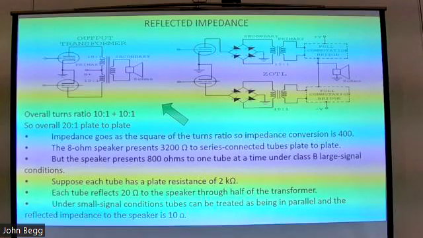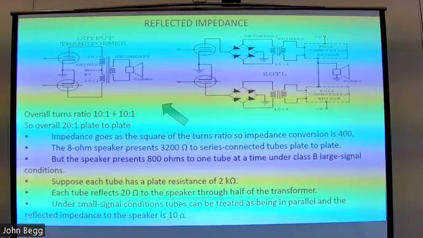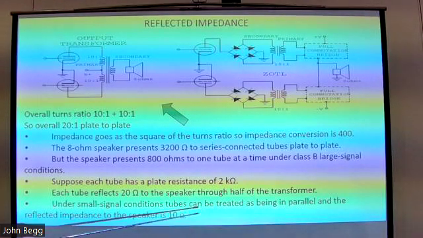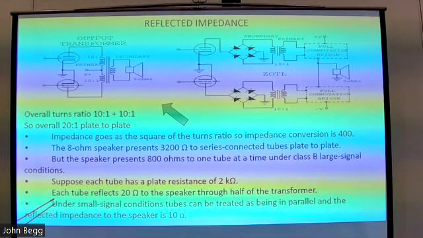Now, under small signal conditions, the power supply is treated as a ground. This is just the way small signal analysis is done. So what that implies is under small signal conditions, the tubes can be treated as being in parallel, not series. And the reflected impedance of the speaker now is really 10 ohms under small signal conditions.